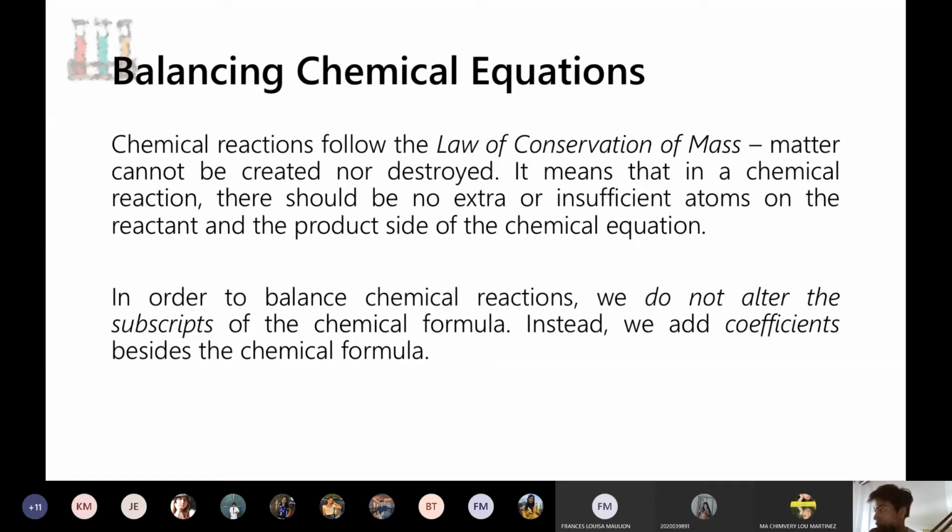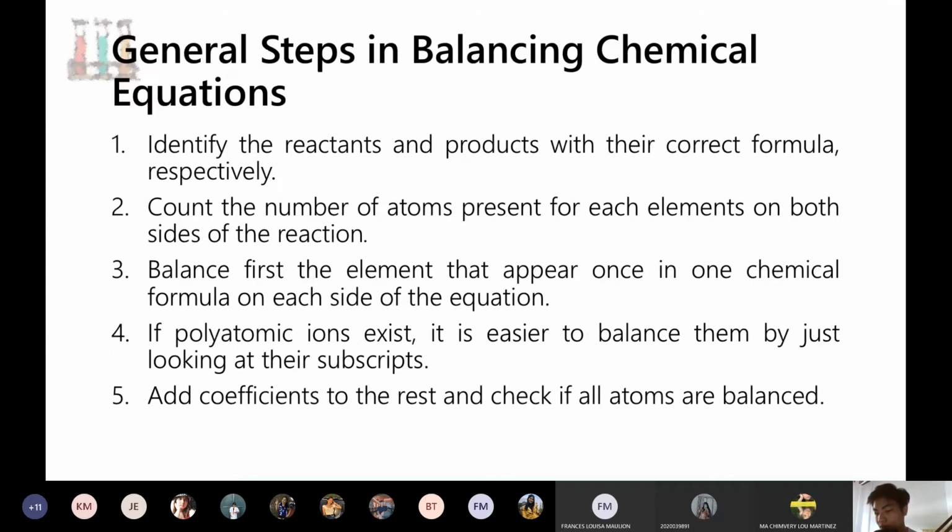Rather, we change the coefficients. So we change the multipliers. Okay, so yun lang yung gusto ko sabihin dyan. So these are the generic steps. Alam nyo na to. So paano ginagawa yung generic balancing?